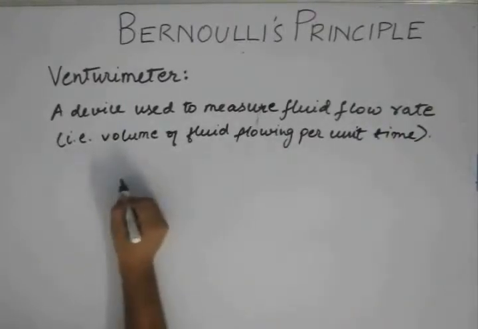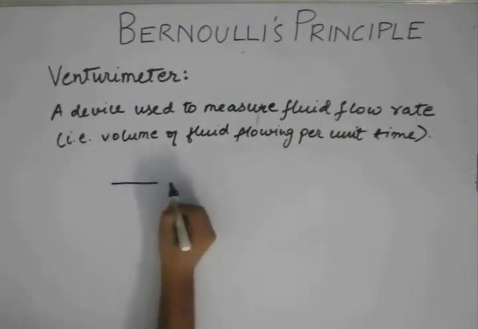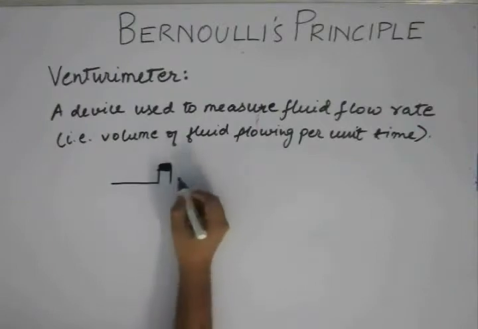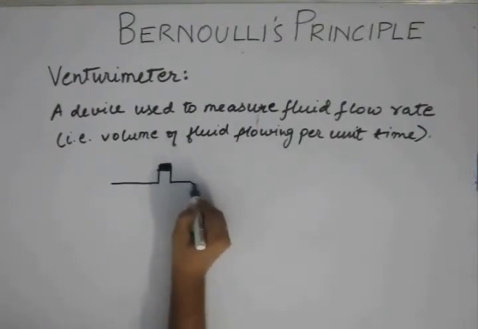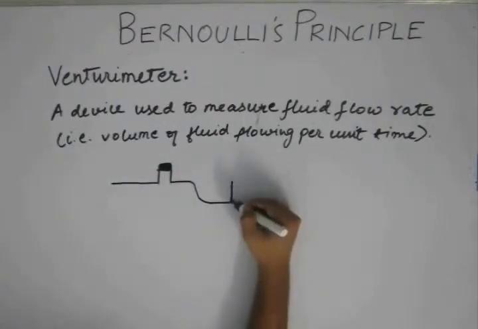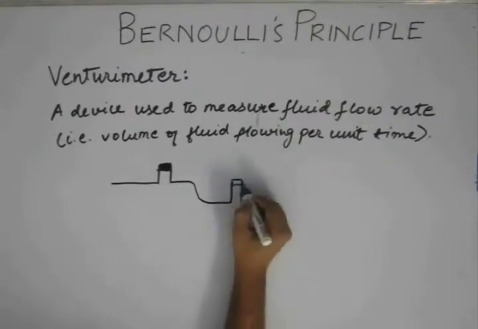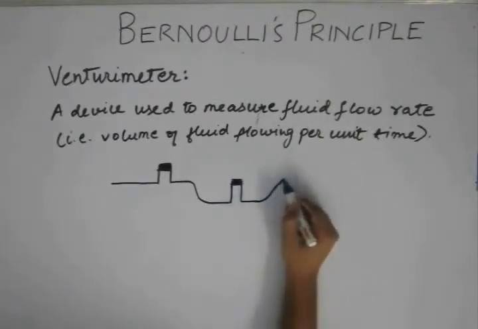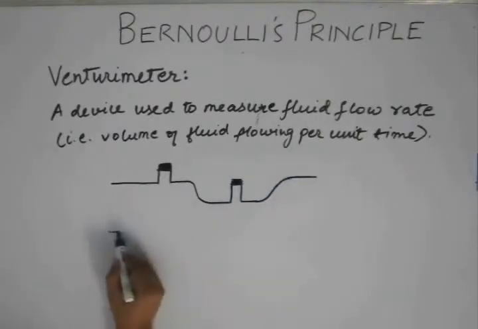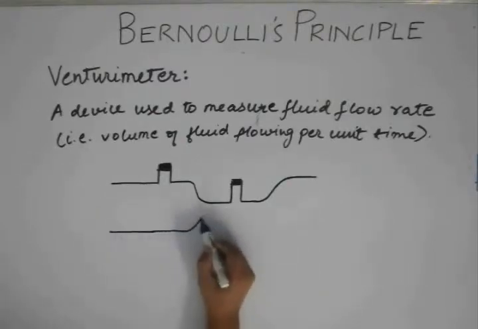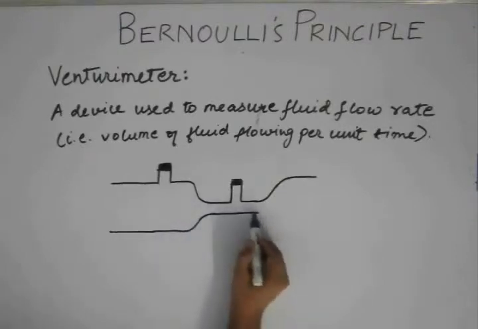This looks like something of this sort. We have a liquid column here, a narrow section here having another liquid column, and again an expansion. This is in general how a venturimeter looks.